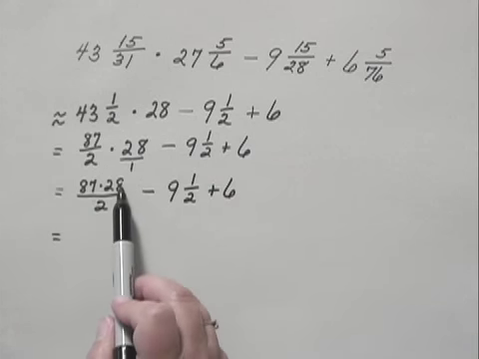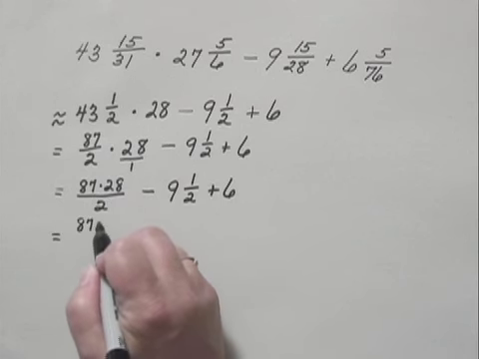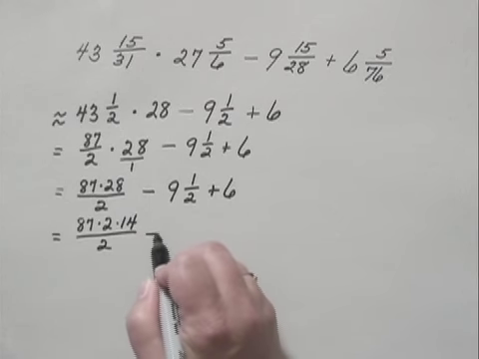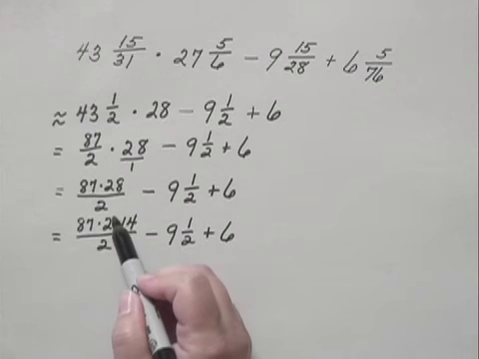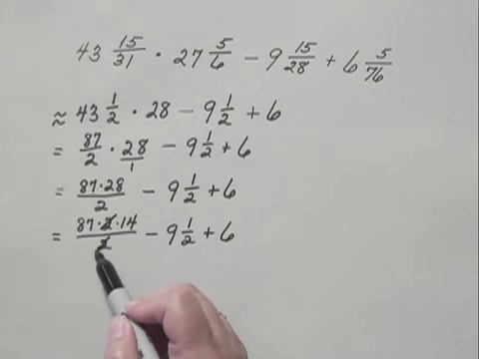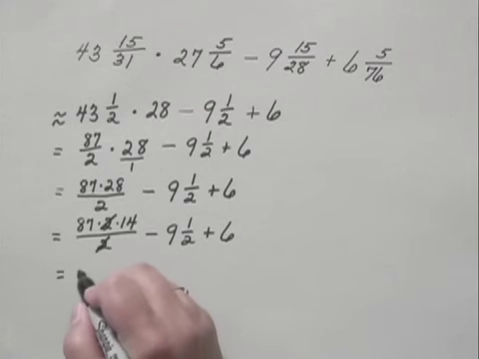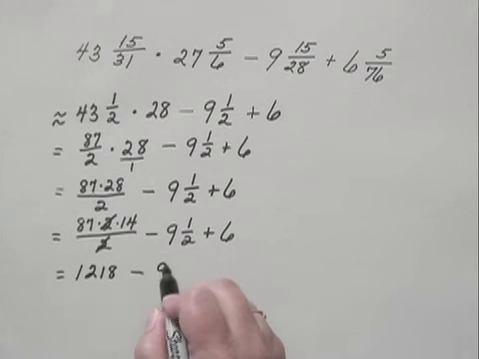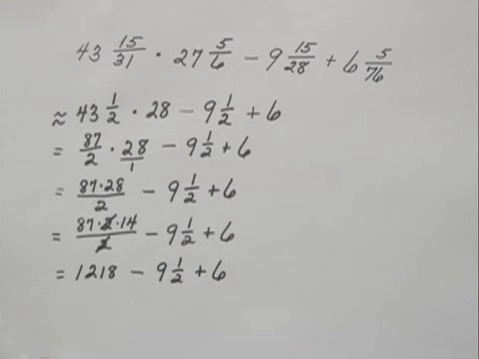Now, 28 is 2 times 14, so we can write this as 87 times 2 times 14 all over 2. Copy the rest of the problem. And now we can cancel the 2 because 2/2 equals 1. We're removing a factor of 1, and we have 87 times 14, which is 1,218 minus 9 and 1/2 plus 6.